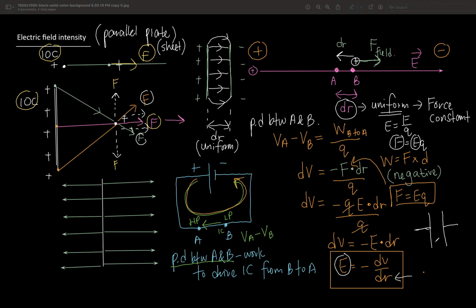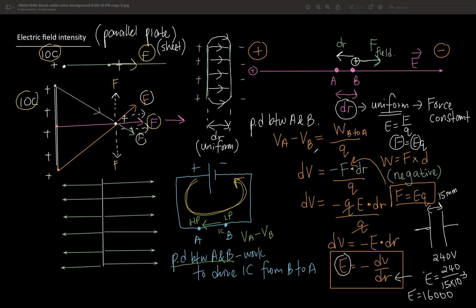How do we use it? Usually they will give you the potential difference between the parallel plates, 240 volt, and they are separated by 15 millimeter. Calculate the electric field intensity between the plates. Then we use this formula: E equals dV, the potential difference, 240, divided by dr, 15 times 10 to the minus 3. We get 16,000.